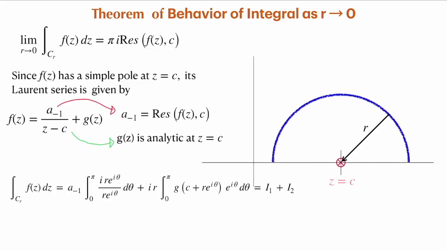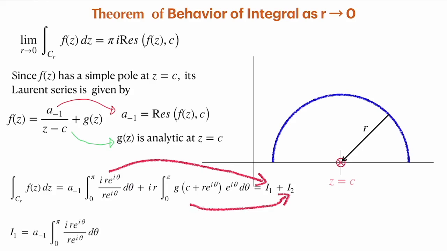The second term, which is coming from the g of z, is i r integral 0 to pi g of c plus r e power i theta d theta. The first term we can call I1, the second term we call I2, and we individually evaluate these integrals. Let's look at the first term, I1, as a minus 1 integral 0 to pi. Then we simplify, it takes the simple form of 0 to pi d theta.